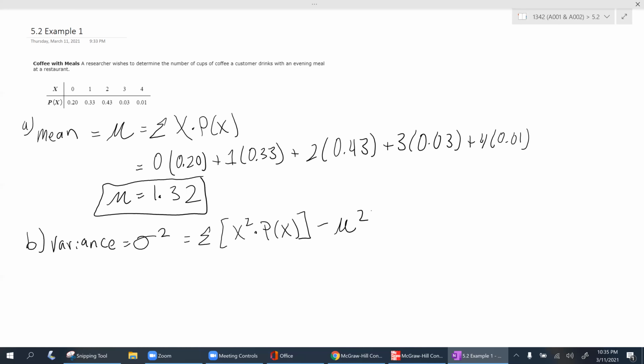Actually, let's go to the mean one. Let's go above this one, and I'm going to state that right there. That looks much nicer. So in other words, what I'm going to do here is very similar to what I did with the mean, but here I'm going to be squaring those x values. So this is going to be 0 squared times that probability plus 1 squared times that probability, and so forth.